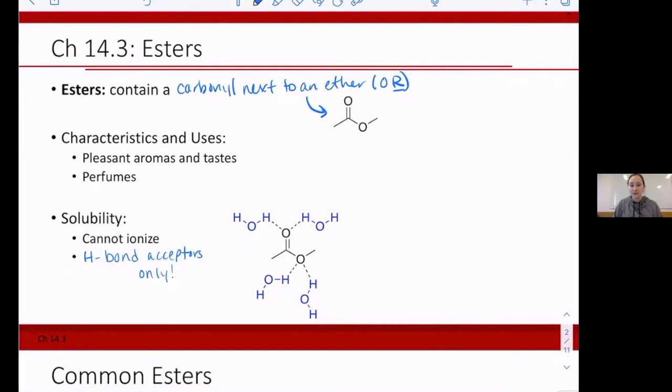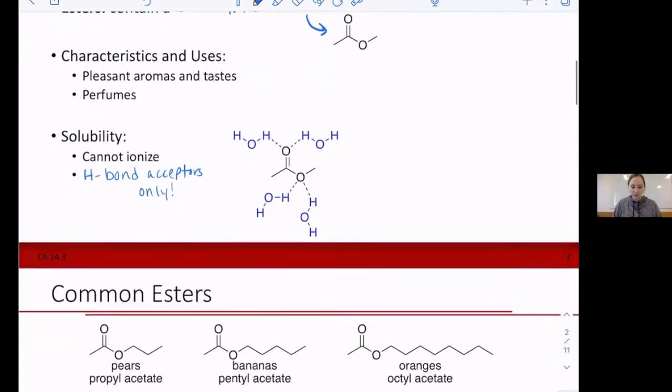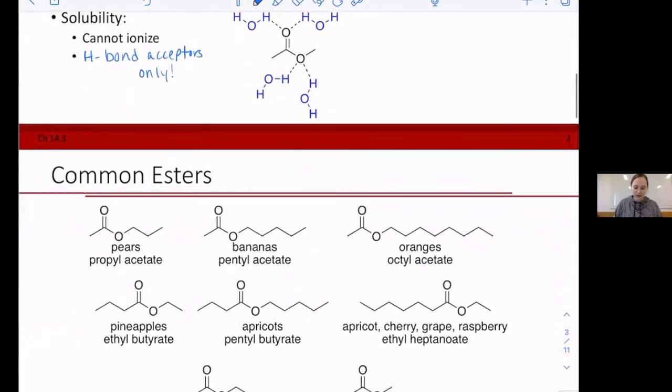We're not going to worry about a specific chart for these. In general, they're more slightly soluble to insoluble. So we're not going to worry about a chart or ranking solubility for esters.